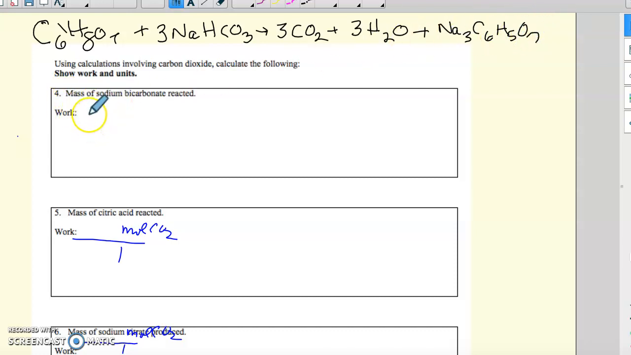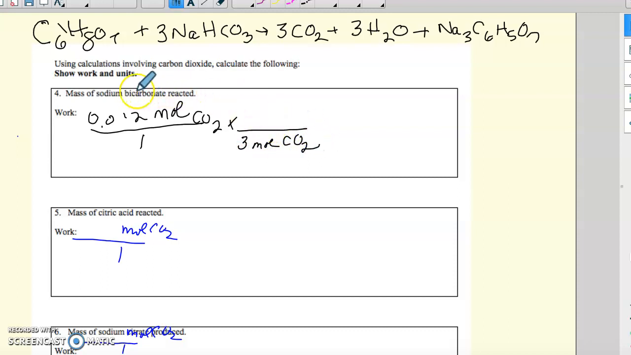So here I'm going to start with my moles of CO2 that I just solved for on the other side of the lab. And I'm going to put my CO2 here. And then I'm going to do a mole-mole ratio. So I would want to put the 3 moles of CO2 down here. And then whatever I'm trying to convert to. So in this case, sodium bicarbonate, which is this. So 3 moles of sodium bicarbonate.